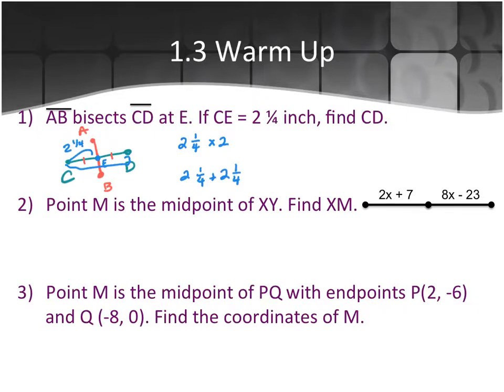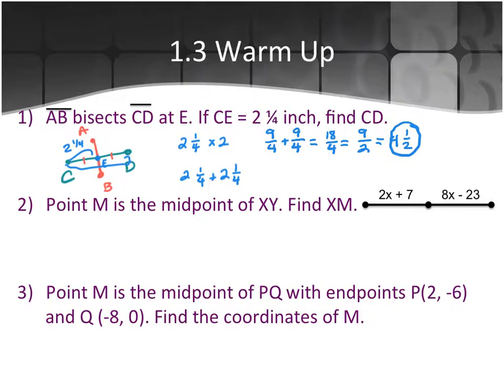You can even convert these into improper fractions if you wanted to. That would be 9/4 plus 9/4, or 9/4 times 2, which is 18/4, which gets reduced to 9/2, or 4.5. You'd get the same thing by adding 2 and 2 and 1/4 and 1/4. Either way, whichever way makes the most sense to you is what you want to do. So 4.5.